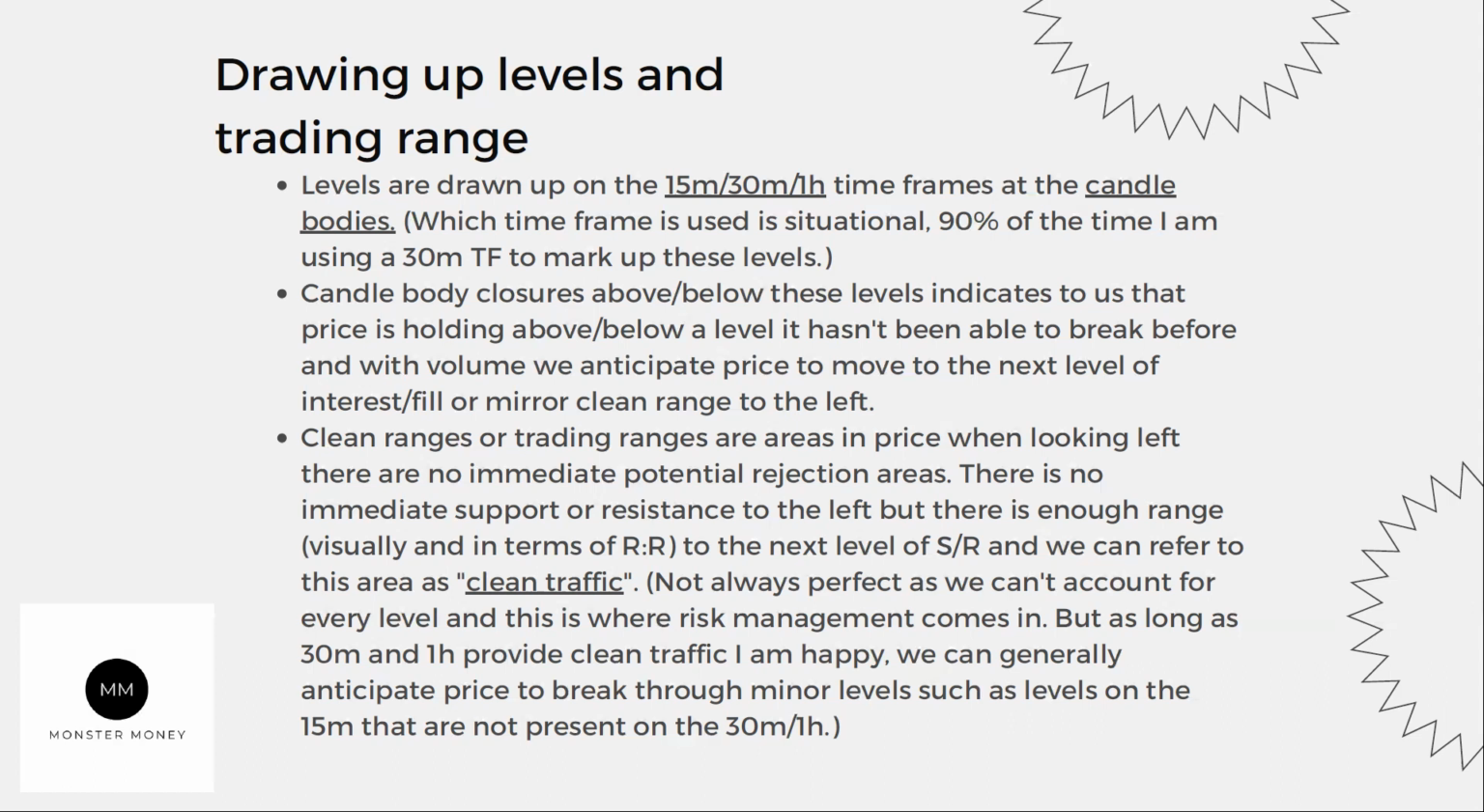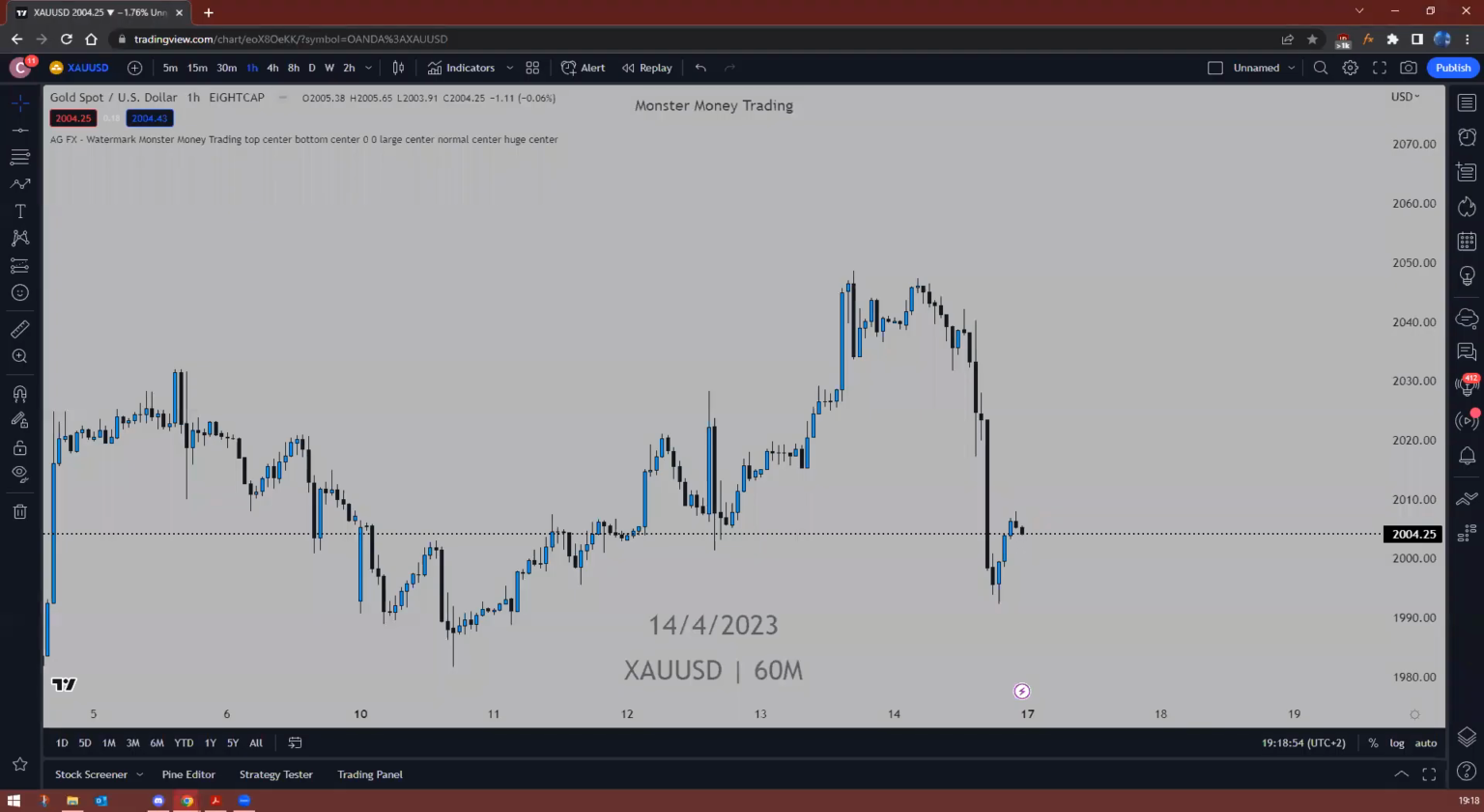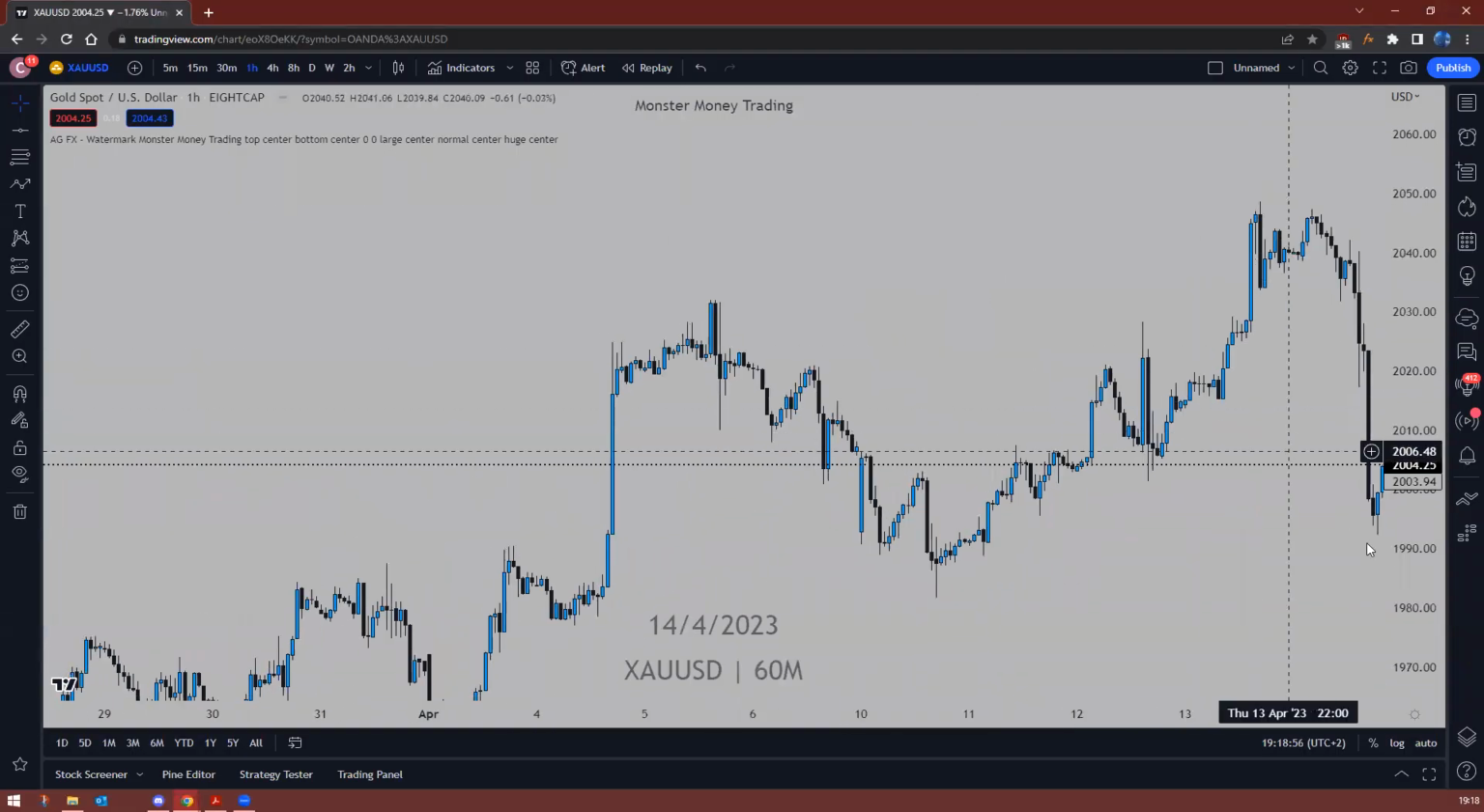These areas are not always going to be perfect as we can't account for every level. And this is where risk management comes in. So when we do have these minor levels, we may use these areas as management points. But as long as the 30-minute and 1 hour provide clean traffic, I'm happy and we can generally anticipate price to break through minor levels, such as levels on the 15-minute that are not present on the 30-minute or 1 hour.